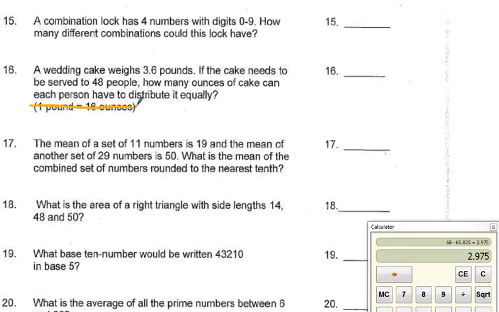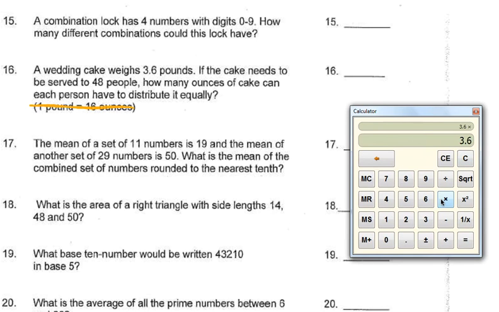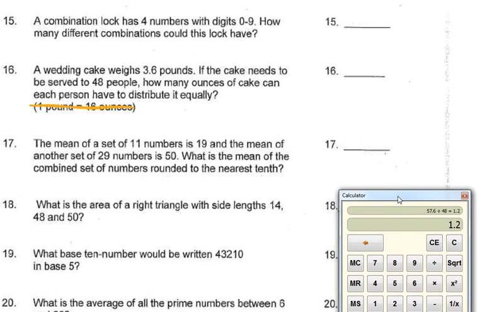So 3.6 pounds. Well, we need to figure out how many ounces that is, right? So you're going to do 3.6 times 16. In the interest of time, I will go ahead and do 3.6 times 16. All right, and so that's how many ounces we now have. And so we're going to divide it amongst the 48 people, and we get 1.2 ounces per person. I was all excited about the 3.6 pounds of cake, but if I'm looking at 1.2 ounces, that doesn't sound like so much. I want more cake.